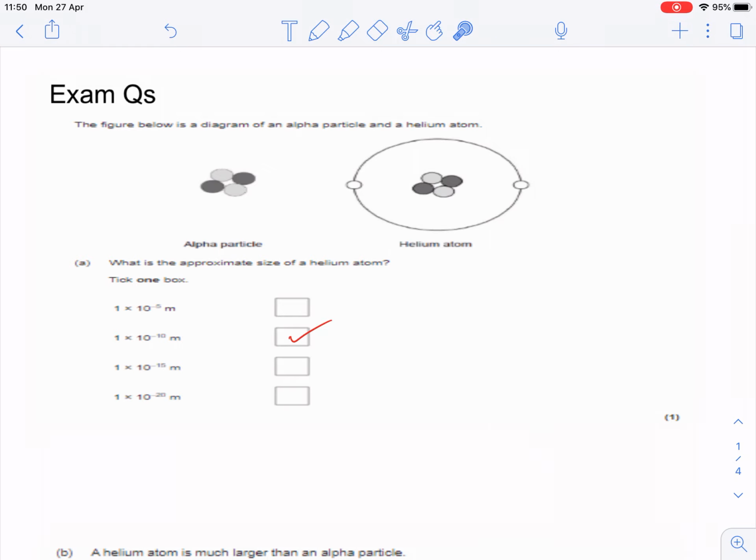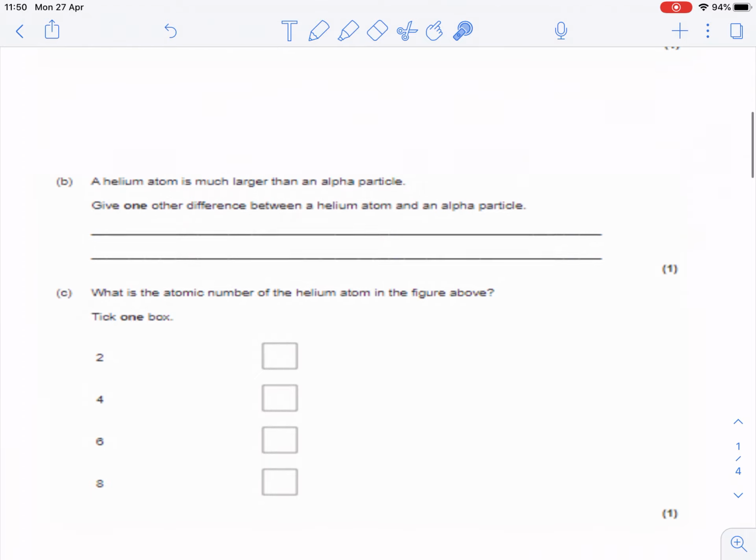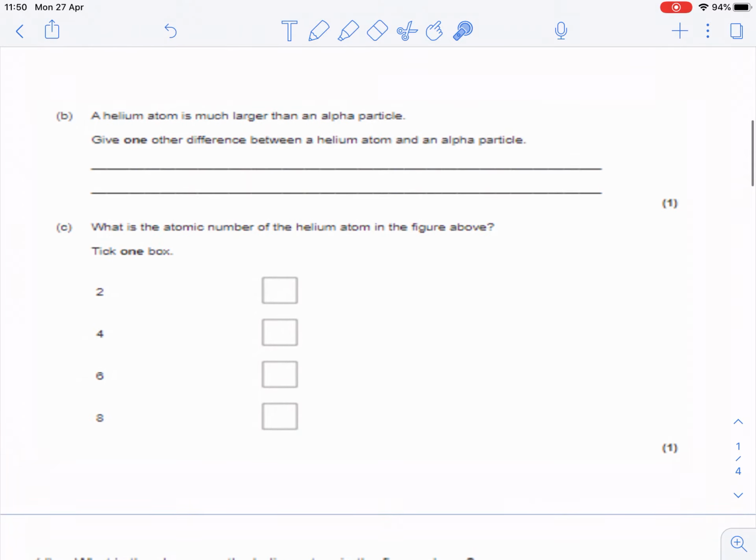And you may remember from previous videos that I've done for you that we discussed the size of a nucleus and then the size of the atom. Now the size of the atom, as I've said here, is 1 times 10 to the minus 10, whereas the size of the nucleus, which is smaller, is 1 times 10 to the minus 14. So you do need to bear those values in mind. So just scrolling down. Question B, a helium atom is much larger than an alpha particle.